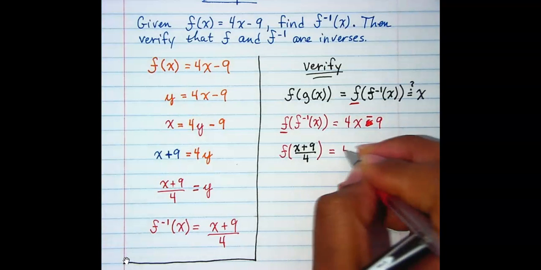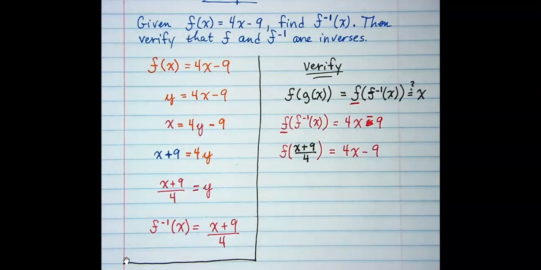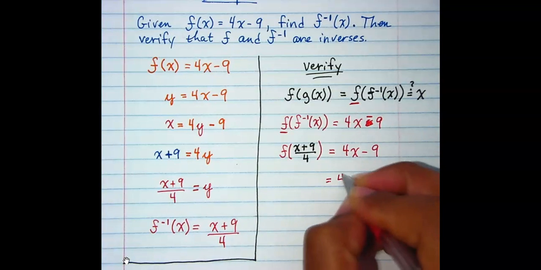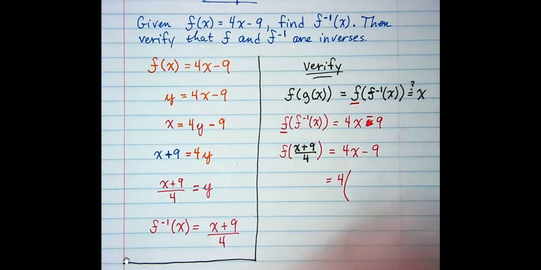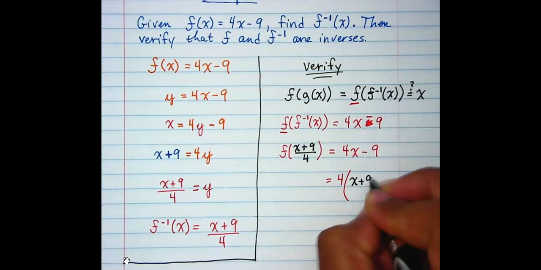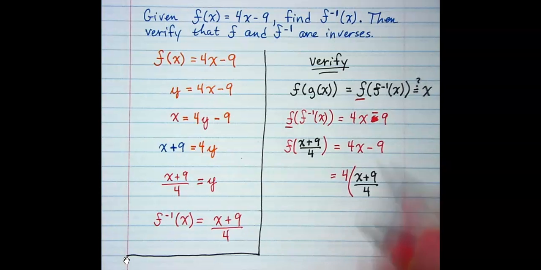When we look at this portion here, whenever we see an x, we put that x plus 9 over 4 in that spot. This is what we just did when we came to composite functions, so it's not brand new. We just learned this within a couple of days. So we substitute it in, and now we have to solve it out.